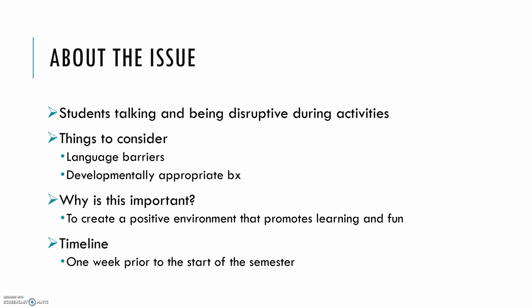A couple more things to consider, specifically with regards to our kids versus the program, would be language barriers. Our kids are all in very different places developmentally with their language, and learning English as a second language for a lot of them. And then also what is developmentally appropriate for a 6 to 8-year-old, and focusing our management based around that. So this is really important for us to create a positive environment that promotes learning and fun at the same time, so that we're somewhere that they want to be, but that we're still meeting parents' expectations as well.